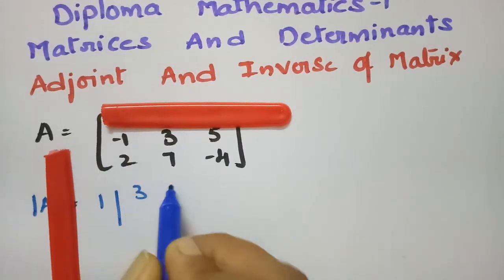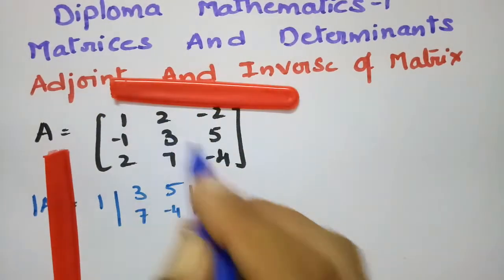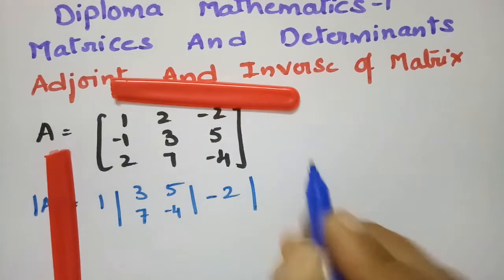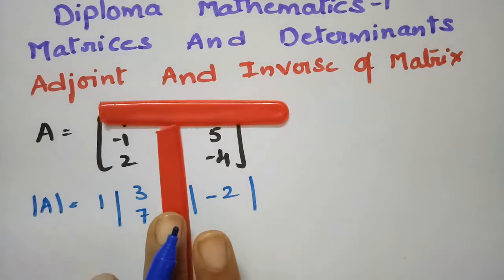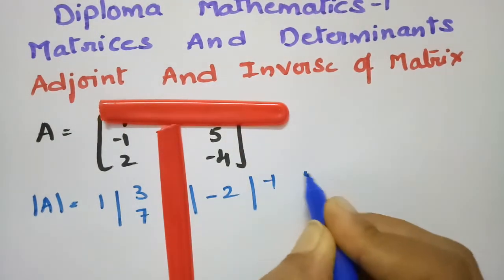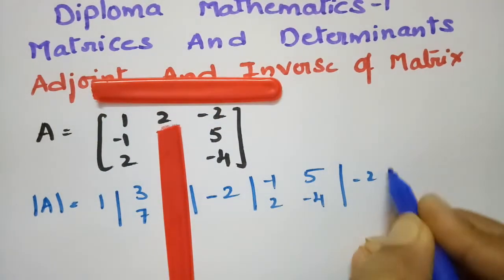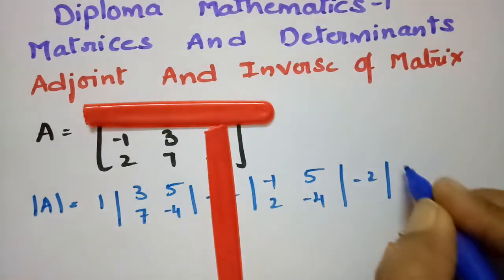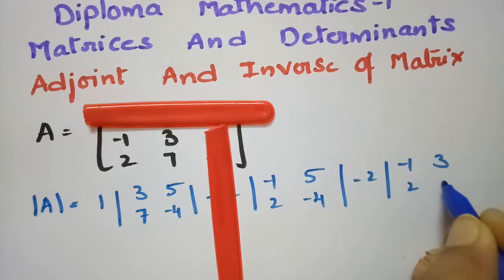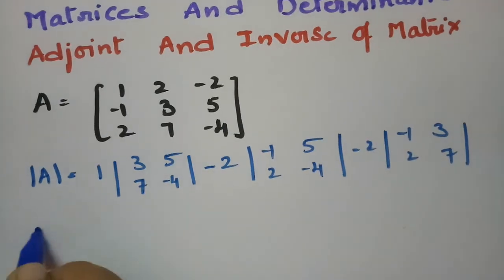So this is 3, 5, 7, minus 4, and here this is minus 2 times, now we close the corresponding row and column of 2. Then what remains is minus 1, 5, 2, minus 4. And here this is minus 2 times, we close the row as well as the column, and what remains is minus 1, 3, 2, 7. Now we have to find the determinant.